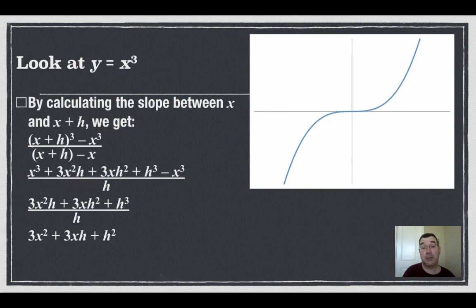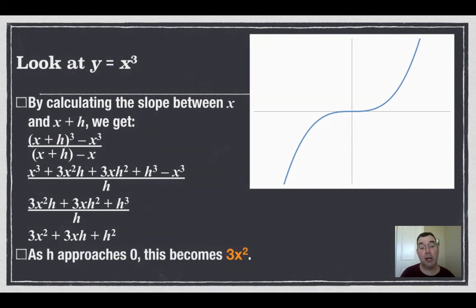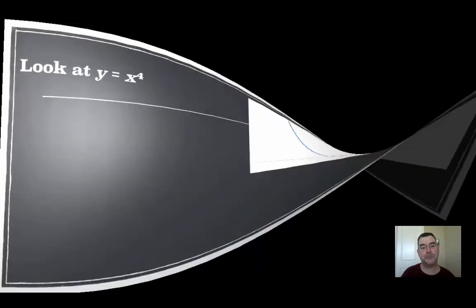Okay, now as h approaches 0, the first term stays there, it's got no h's in it, but the 3xh is going to go to 0, and the h squared is going to go to 0, so all I will have left is 3x squared. What that means is the derivative of y equals x cubed is 3x squared. So if I have any x on that graph and I want to know the slope of the tangent line, I just square it and multiply by 3.